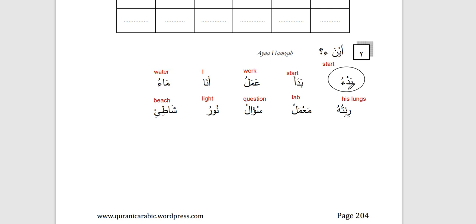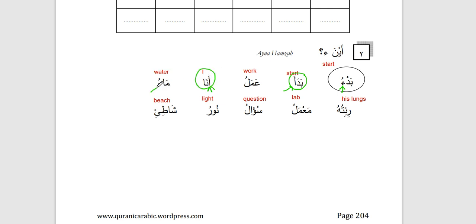Is there a hamza? Yes, there is a hamza at the end, isolated. Bada'a. Now here hamza has come with the seat of alif because it is with the fatha. And amal, there is no hamza, it's an ain. Ana, the starting initial hamza. Yes, there it is. Ana means I.